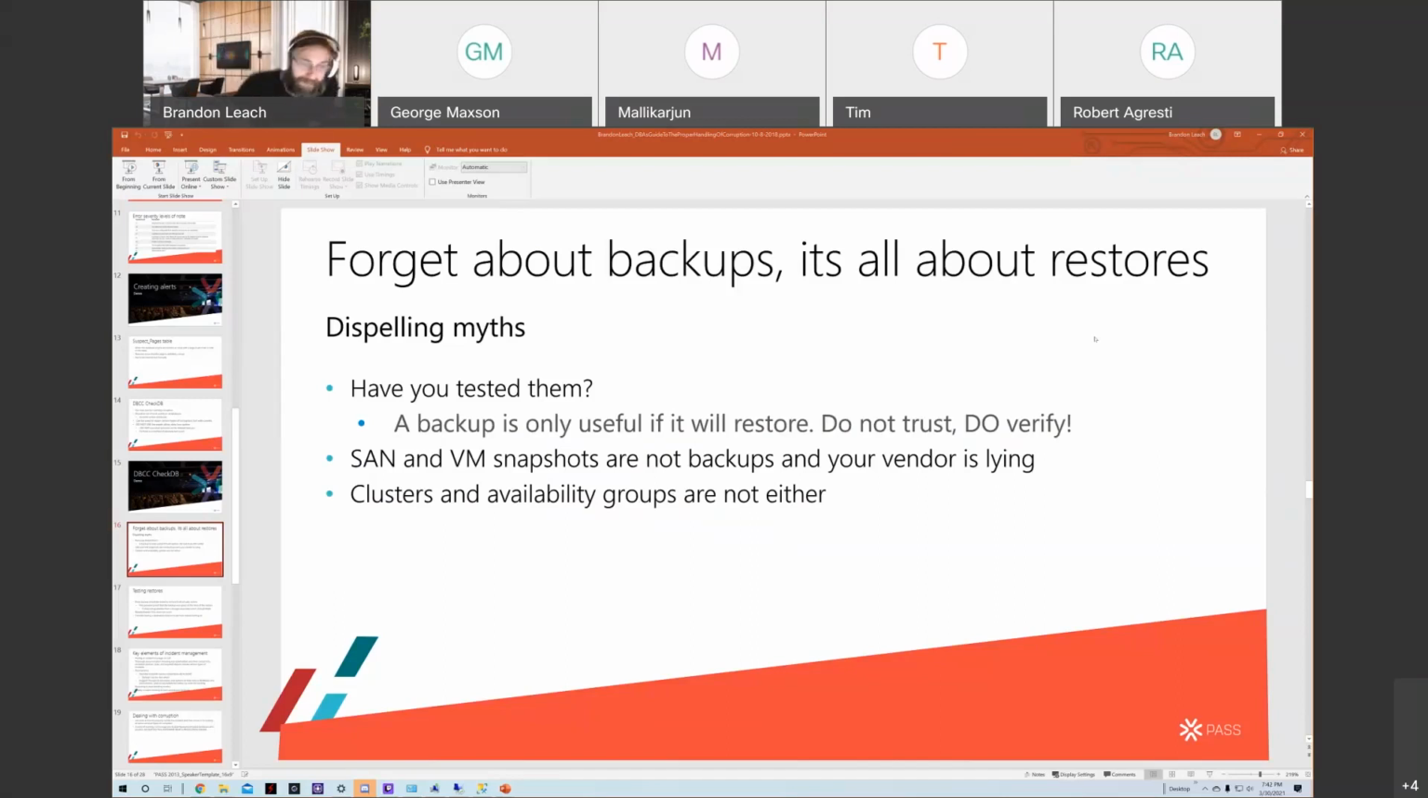Other people think that clusters and availability groups mean you don't need backups. And that's not true either. It is possible for corruption to enter a primary in an AG and end up on your secondaries. I've seen it.